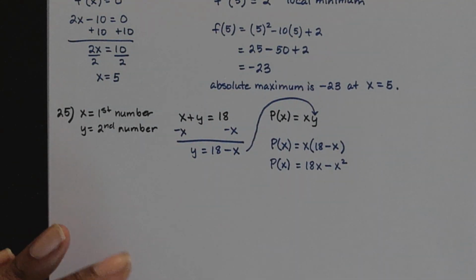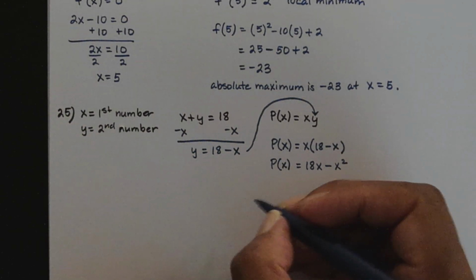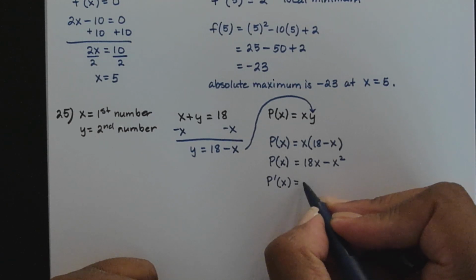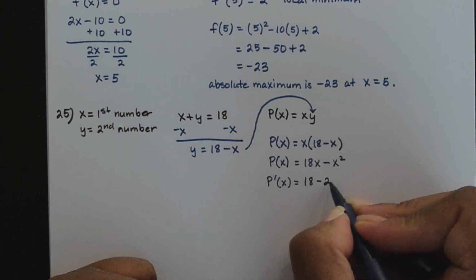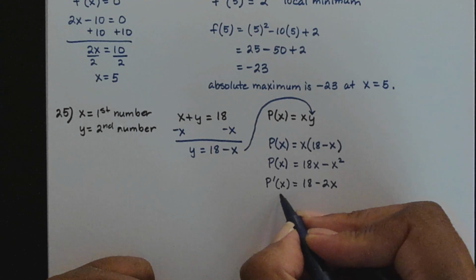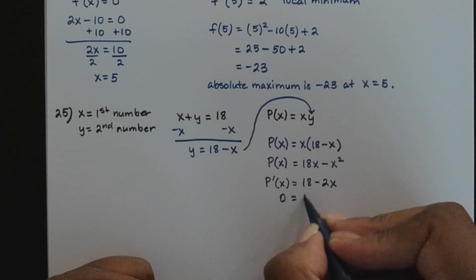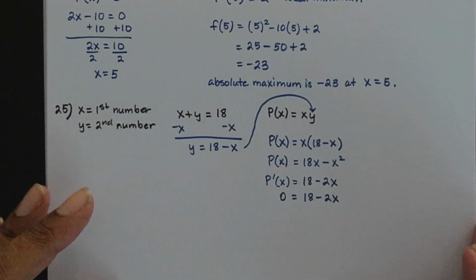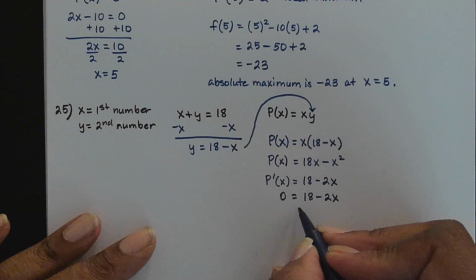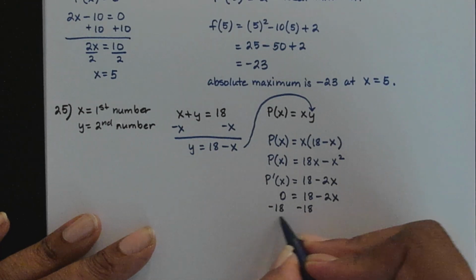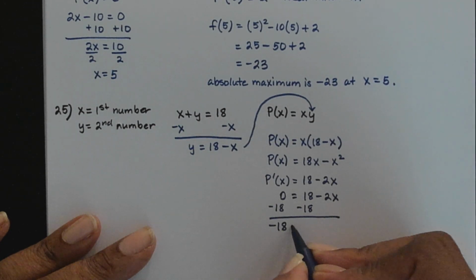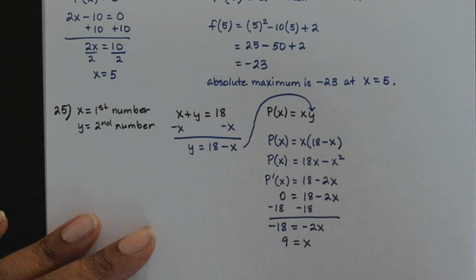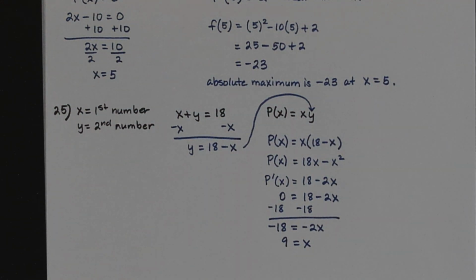Then I'm going to take the derivative of this. P prime of x: the derivative of 18x is 18, minus 2x. I'll set this equal to 0, so 18 minus 2x is equal to 0. If I subtract 18, this will be negative 18 equals negative 2x, so x will have to be equal to positive 9.